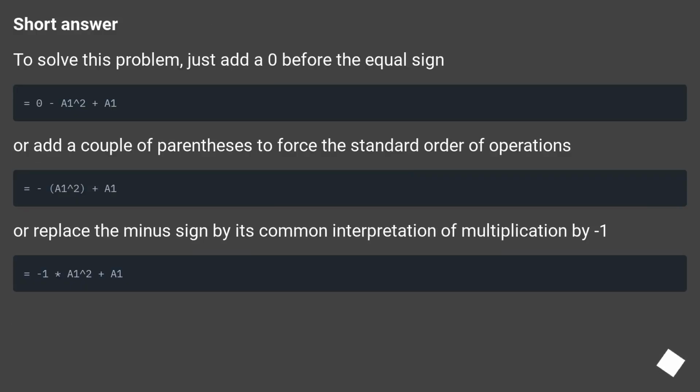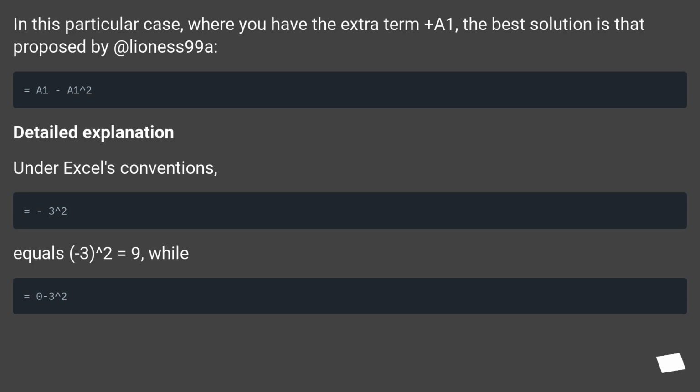Short answer. To solve this problem, just add a 0 before the equal sign. Or add a couple of parentheses to force the standard order of operations. Or replace the minus sign by its common interpretation of multiplication by minus 1. In this particular case, where you have the extra term plus A1, the best solution is that proposed by @Lioness99A.